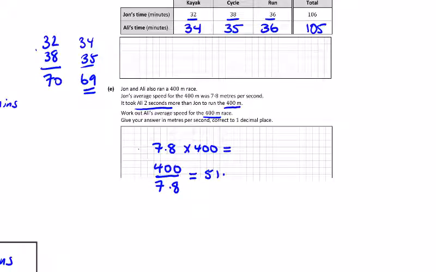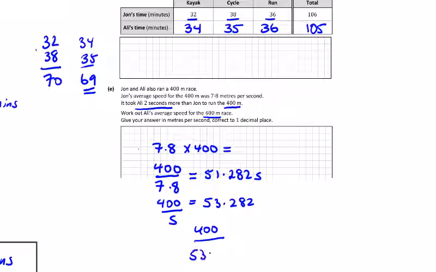It's getting 51.282 seconds, and it took only 2 seconds longer, so 53.282 is equal to 400 divided by the speed, call it S. So the speed is going to be 400 divided by the 53.282, or distance over time, will be equal to speed. So 400 divided by 53.282 is 7.507. Correct to one decimal place, 7.5 meters per second for part E.